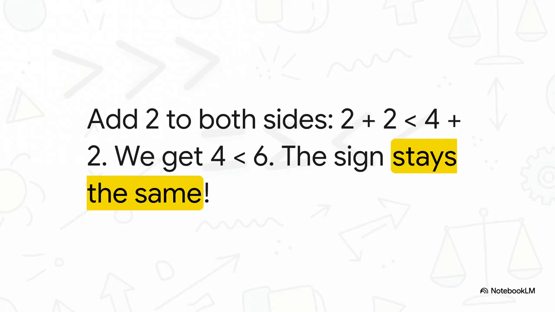Okay, let's do a little experiment. What happens if we add the same number, let's say 3, to both sides? So on one side, we get 2 plus 3, which is 5, and on the other side, we have 4 plus 3, which is 7. So now our new math sentence is 5 is less than 7. Is that still true? Yeah, it totally is. The sign didn't change at all.